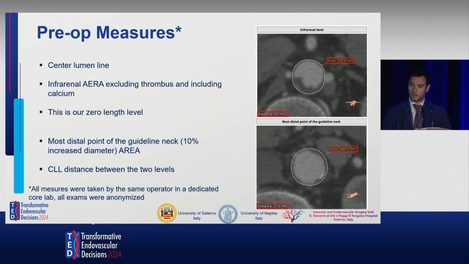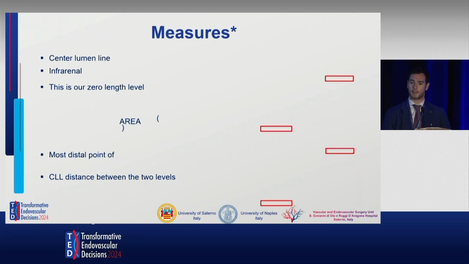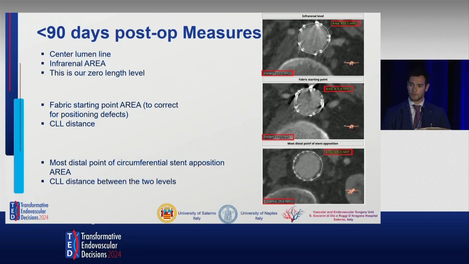In our preoperative measures, we take the infrarenal level area, the most distal point of guideline neck area, and the distance between these two planes, again in center lumen line. For the postoperative measures, we take again the infrarenal level, to correct for graft misplacement, fabric starting point area, and most distal point of complete stent apposition area, and the distance between these three planes.